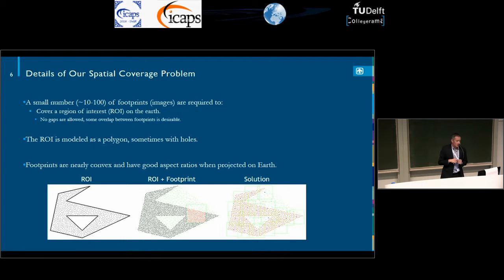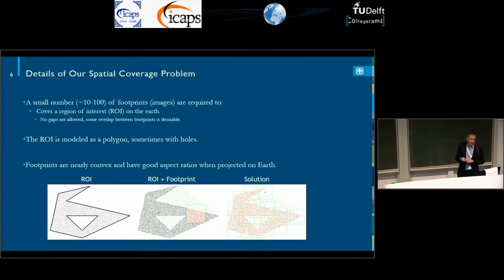I already alluded to the fact that our region of interest, ROI here, is this polygon, the black line in the bottom of the chart here. It's modeled as a polygon. Sometimes there can be holes. We wanted to try and be general. So if, for example, you wanted to take a picture of an entire city, but you wanted to avoid certain parts of the city, or if you wanted to take a picture of a certain area and avoid a certain area, you could have a hole in your region of interest.